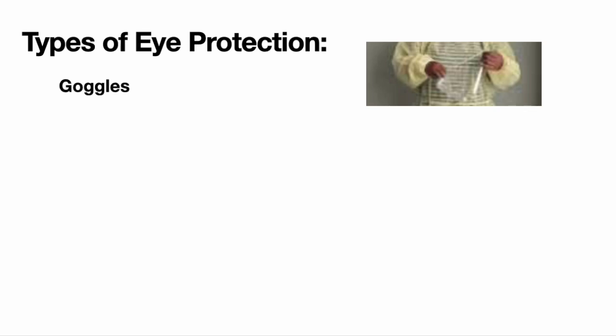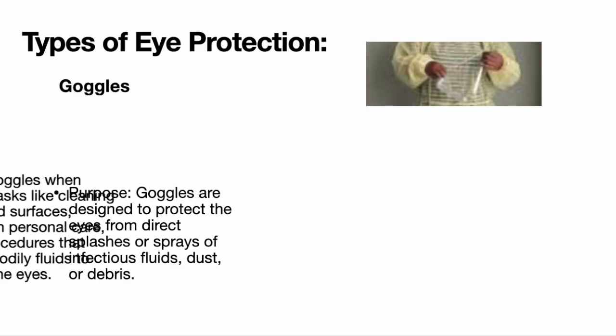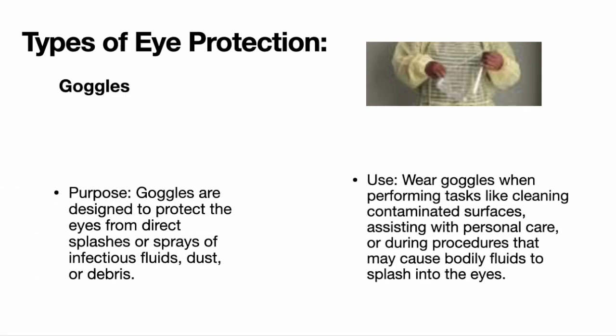Types of eye protection. Goggles. Purpose: goggles are designed to protect the eyes from direct splashes or sprays of infectious fluids, dust, or debris. Use. Wear goggles when performing tasks like cleaning contaminated surfaces, assisting with personal care, or during procedures that may cause bodily fluids to splash into the eyes.